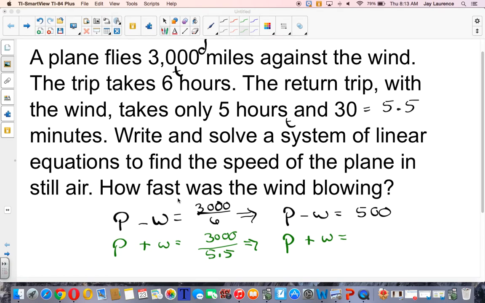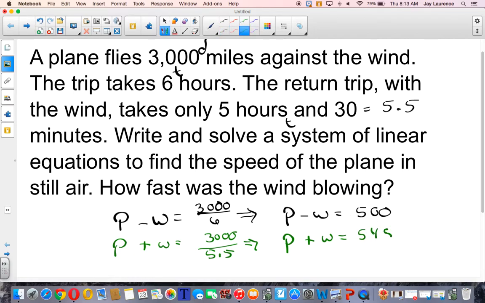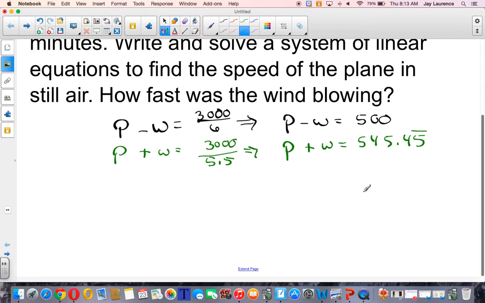All right, so I'm going to get in draw mode here. So 545 and 45 hundredths repeating. Notice I didn't round. Okay, I'm not going to round until the end of the problem. Going to use elimination to solve this system. 2p is going to equal 1,045.45 repeating, and then I'll need to divide by 2.